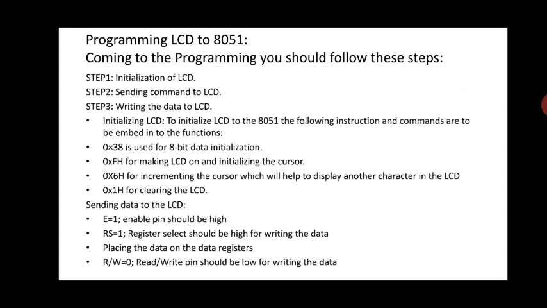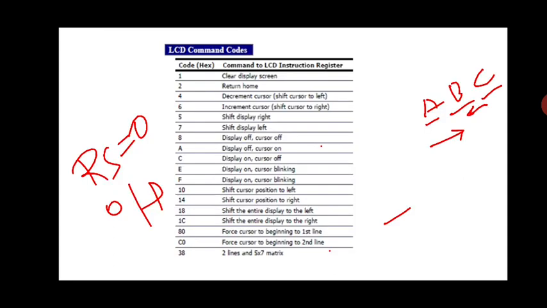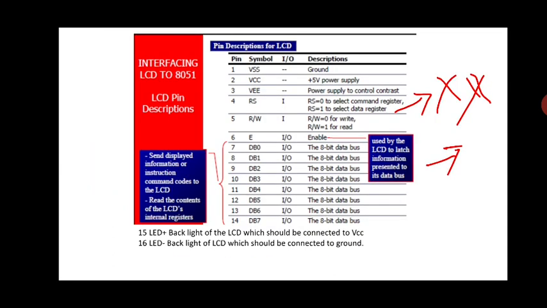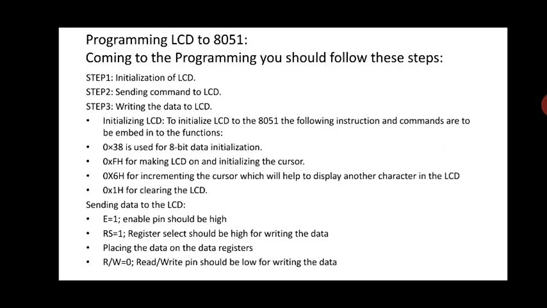Now place the data onto the data register. Whatever data is to be displayed on the LCD, we need to put onto the data registers. The next part is whether you are doing a read operation or a write operation. It will be 0 or 1, as indicated here. If it is 0, you are writing. If it is 1, you are reading the data from the LCD here.